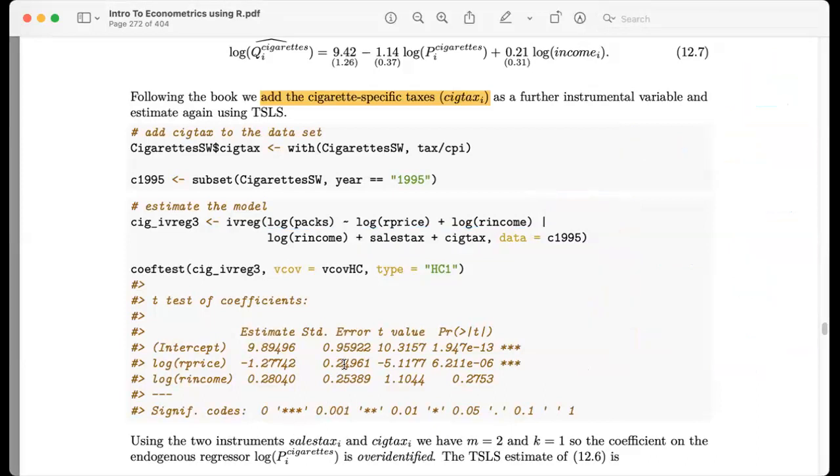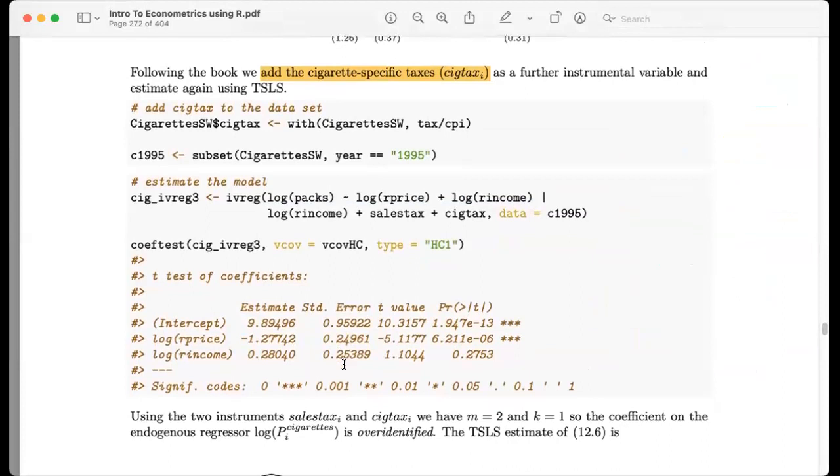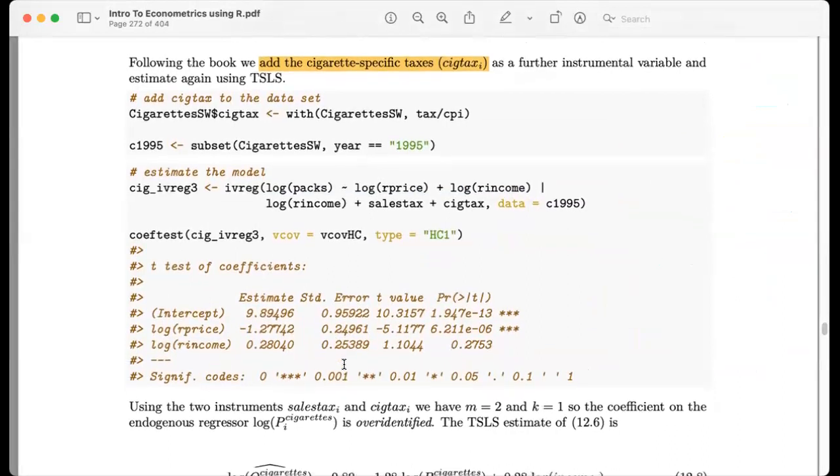Thanks for this. We could see that using the two instruments, the sales tax and the cigarette tax, we have m equals 2 and k equals 1.